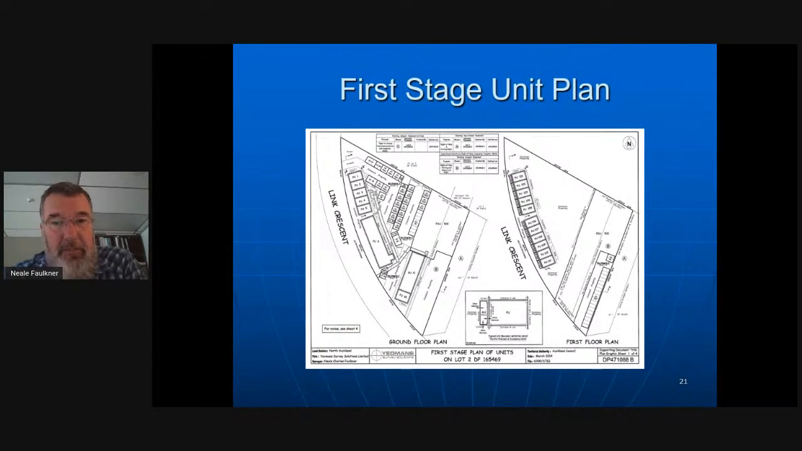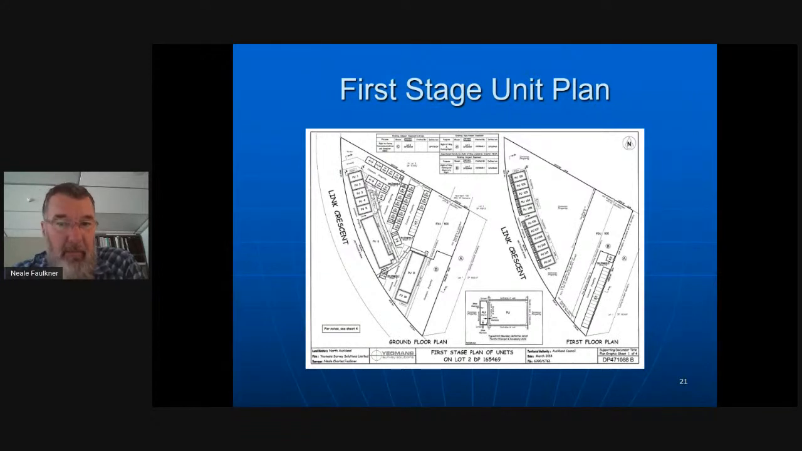This is the first stage plan. So the left-hand or western half of the development was being developed first, and the eastern half was developed second. You will see FDU 500 on that plan on the right-hand side of both floor plans.